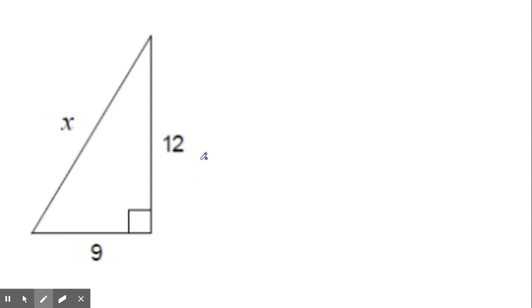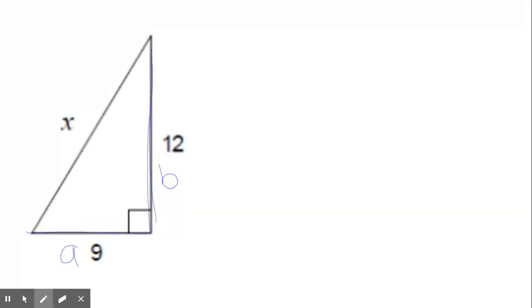We're going to look at two examples where we use Pythagorean theorem to find the missing hypotenuse. If you remember when we started Pythagorean theorem, the first thing we always did is label our A, B, and C. Remember, A and B are always the two sides that make up the right angle.